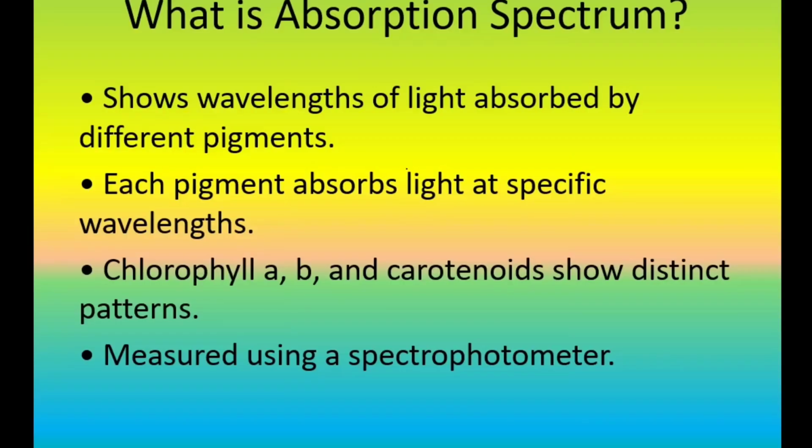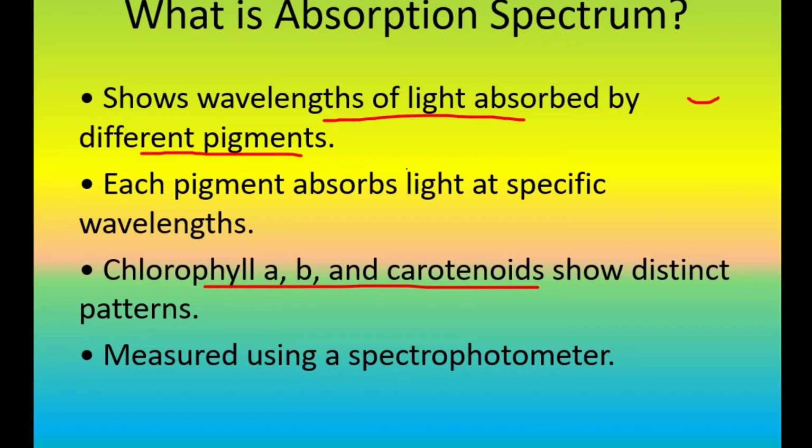So yes, as I say, absorption spectrum is the absorption of wavelengths of light by different pigments. That's called an absorption spectrum. So you can see different pigments are present in the plant, like chlorophyll A, B, and carotenoids. These are the different pigments which are present in the plant and they absorb the sunlight.